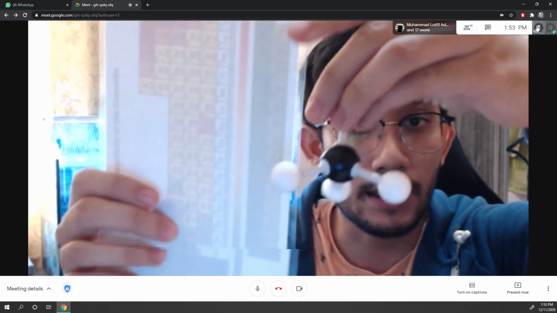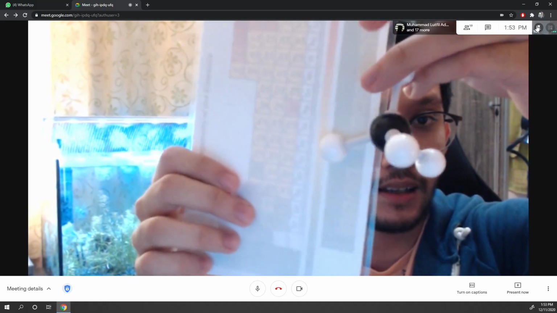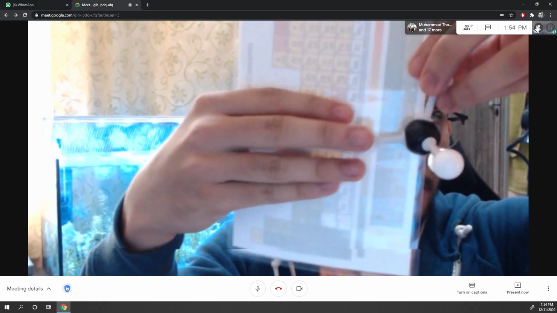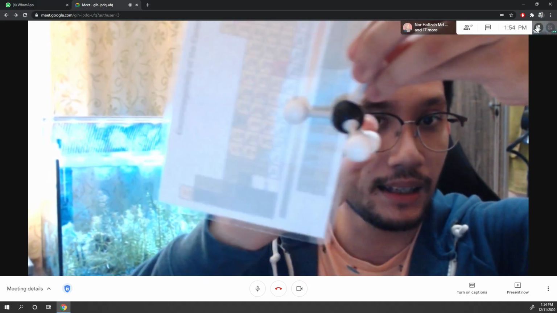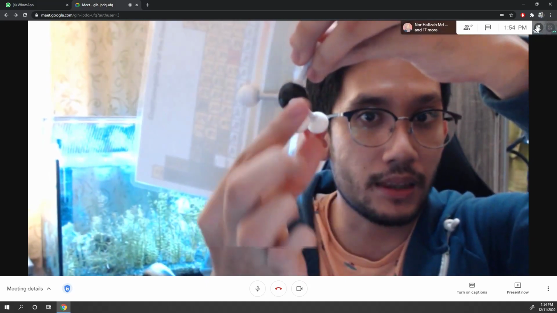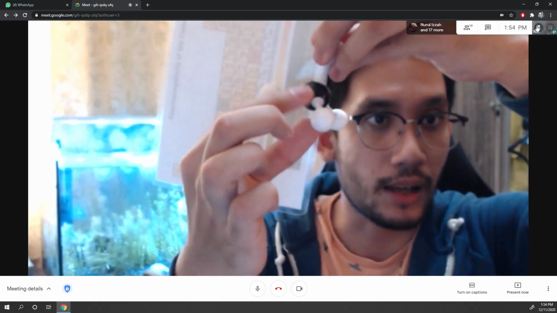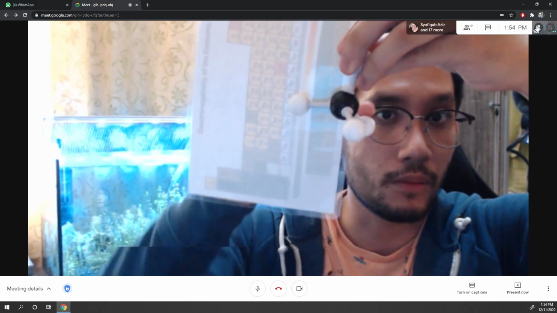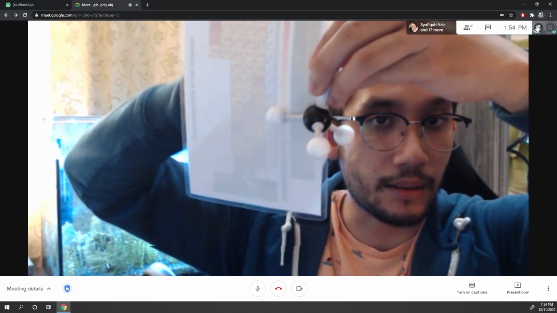So any two atoms, letak on a plane. So you letak this atom and this atom on a plane. So you nampak tak? Atom ni dekat belakang yang saya pegang ni, atom ni dekat depan. So atom ni kita represent dengan black wedges tu. Atom dekat belakang ni, bond dia kita represent dengan dashes.